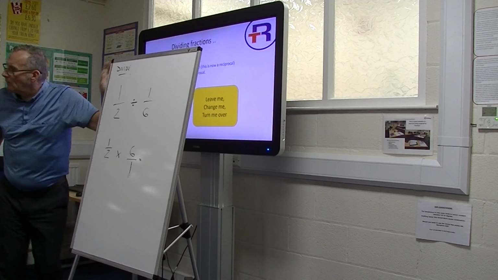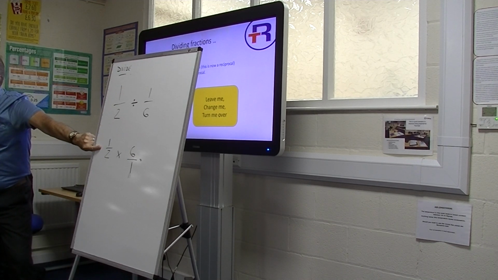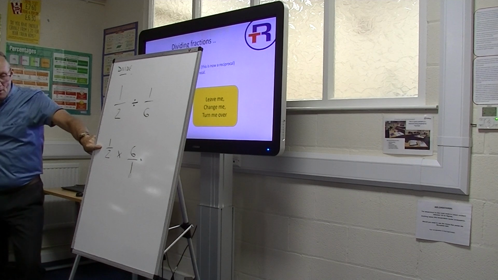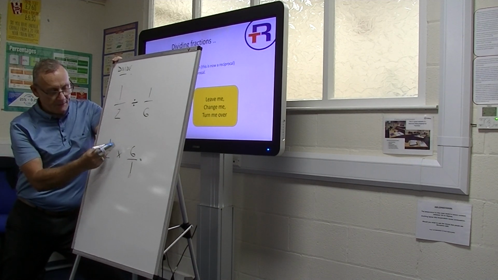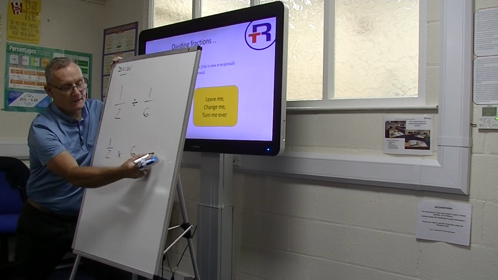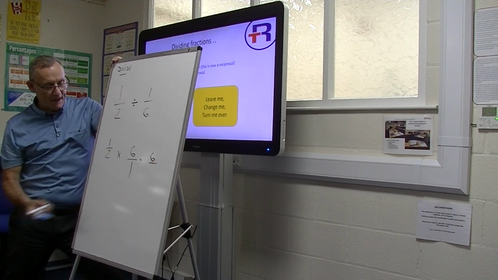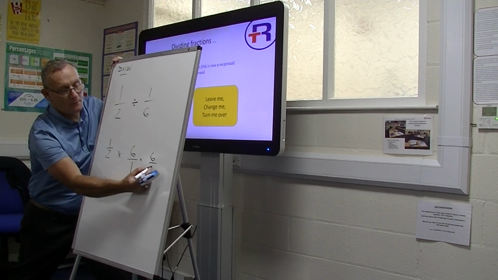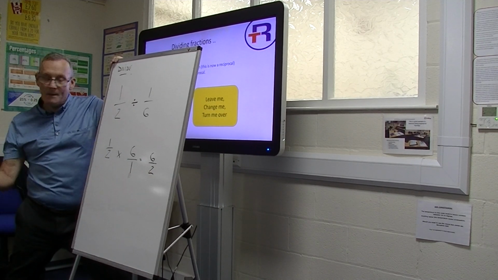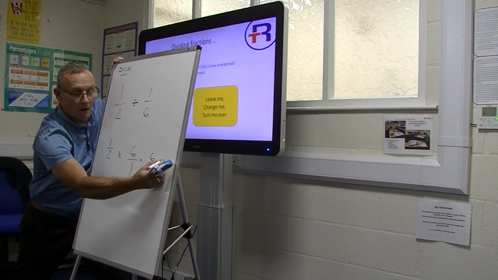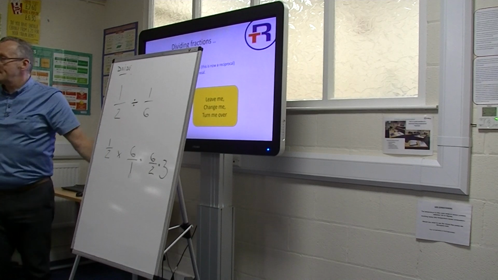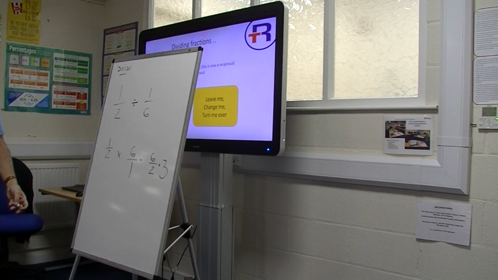What have we now got? We've now got a multiplication. What's the mantra? Multiplying fractions is no big problem. It's top times top, 1 times 6 is 6, over bottom times bottom, 2 times 1 is 2. Then don't forget to simplify. How many 2s go into 6? 3. Before it's time to say goodbye. Job done.